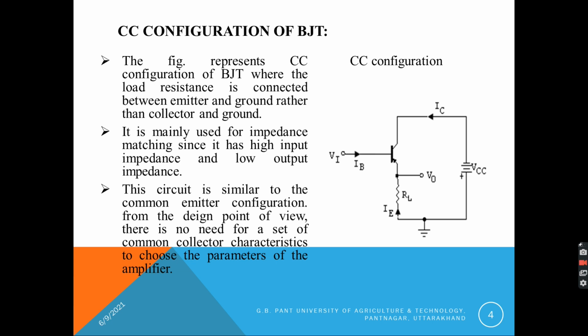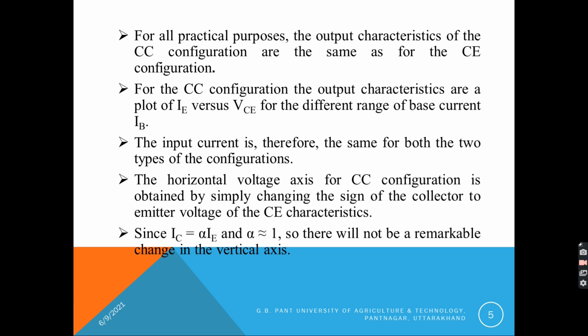This circuit is similar to the common emitter configuration from the design point of view, and hence there is no need for a set of common collector characteristics to choose the parameters of the amplifiers, just like in common emitter configuration. For all practical purposes, the output characteristics of common collector configuration are the same or similar to those of the common emitter configuration.